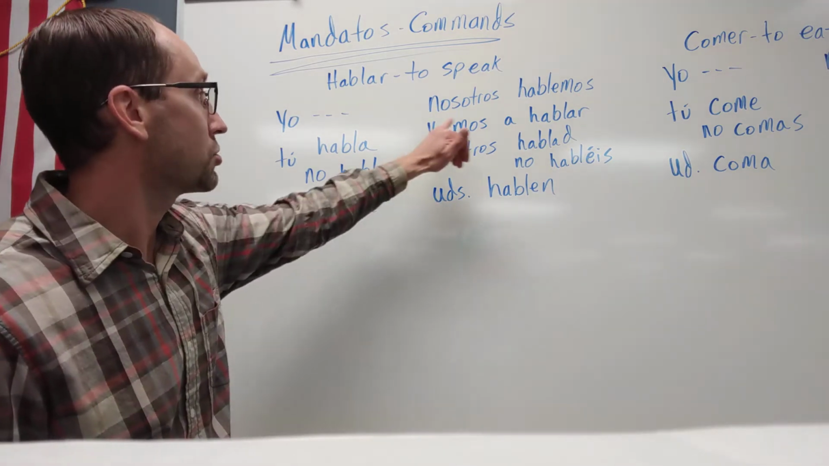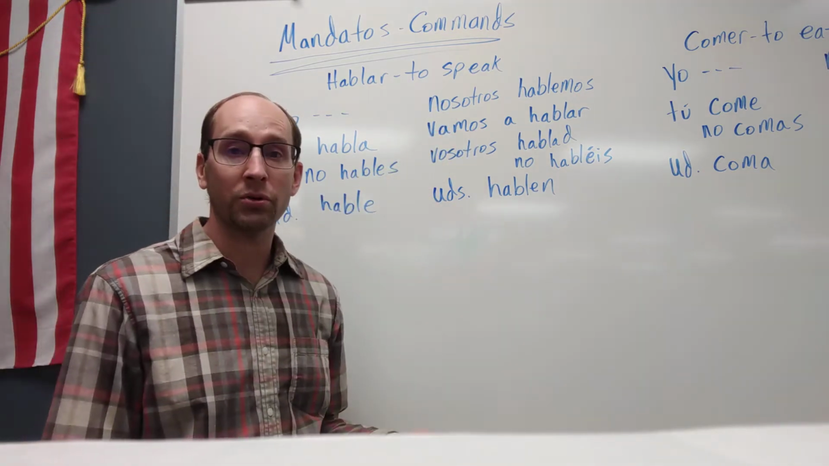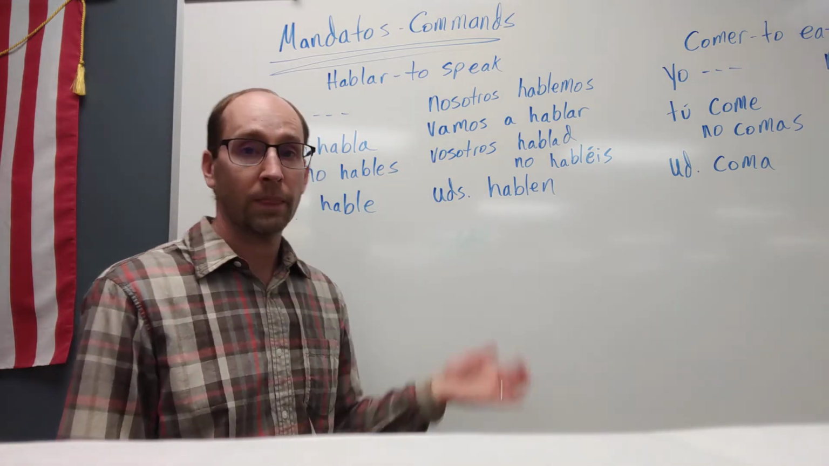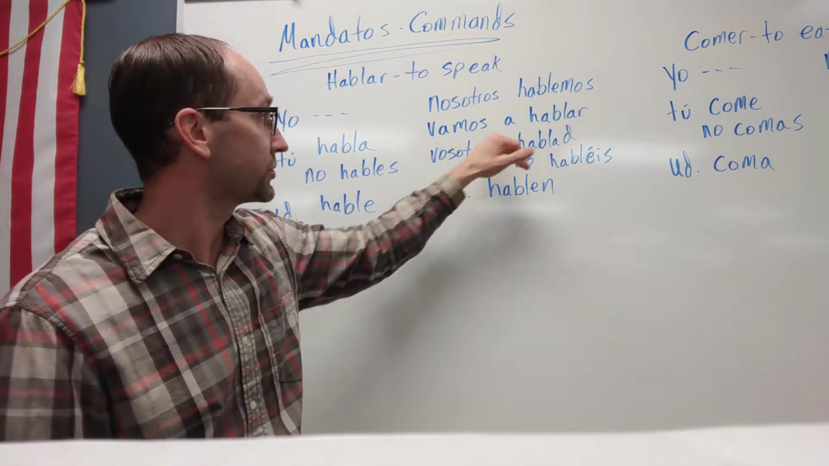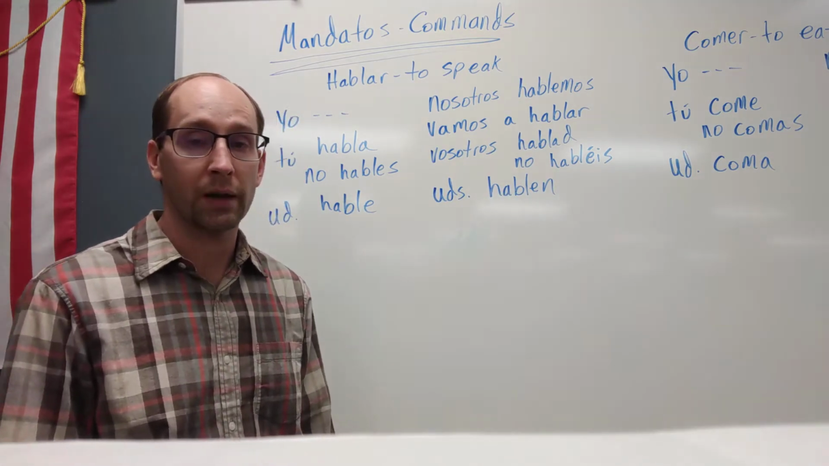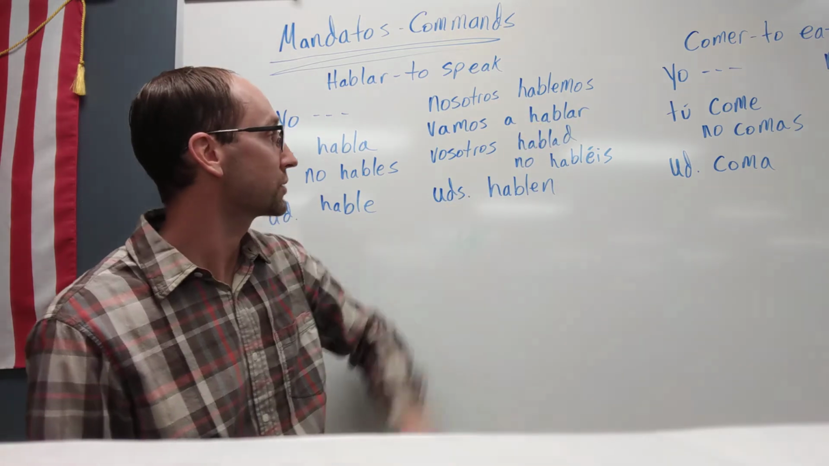For nosotros, we've got two options. We've got nosotros hablemos, or we can say nosotros vamos a hablar. So, let's talk. And the vamos a hablar, ir plus a plus infinitive, that's actually a more typical construction that they're going to use in Spanish. But you could also say hablemos, let's talk.